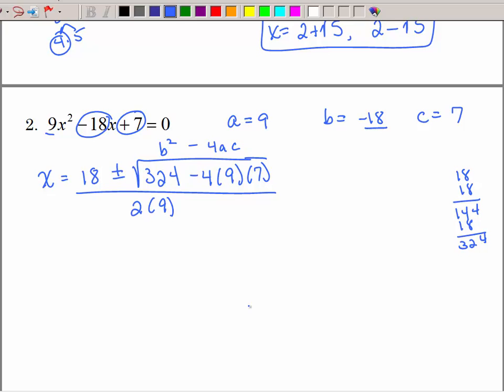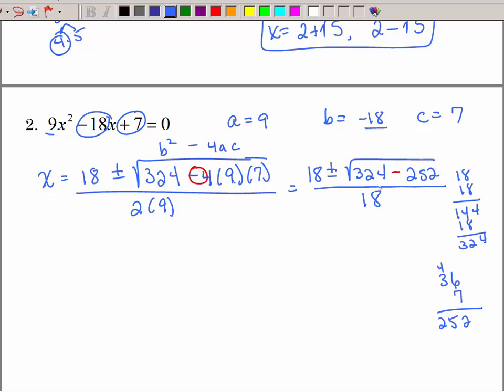Ooh. All right, so I've got to do some more arithmetic. So I have 18 plus or minus the square root of 324. I only have one minus sign, so I know I'm going to subtract. So let's see, 4 times 9 is 36 times 7. So that's 252. All divided by 18. No, no, no, do not cross out those 18s. You cannot do that. So we have x equals 18 plus or minus the square root of. So I've got to go 324 minus 252. That's 72.